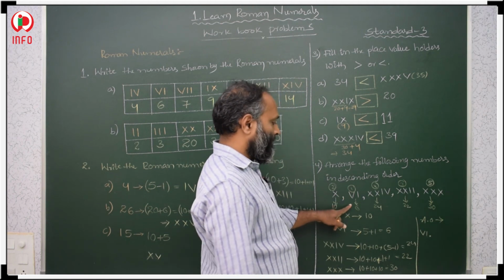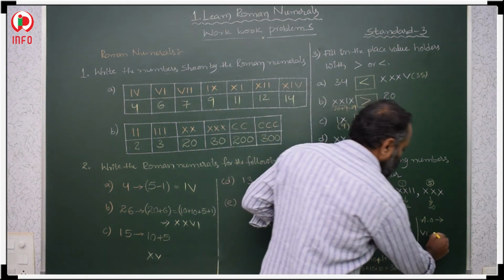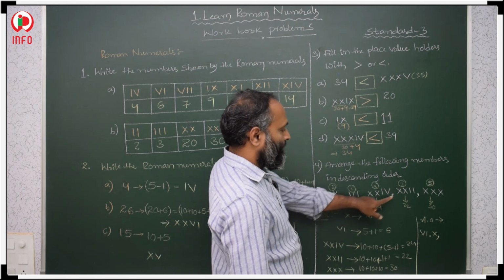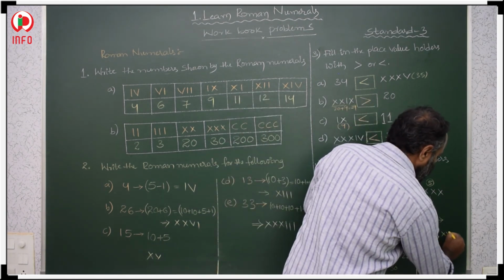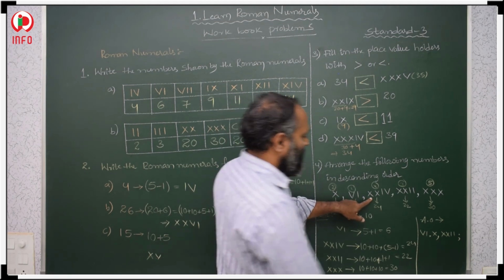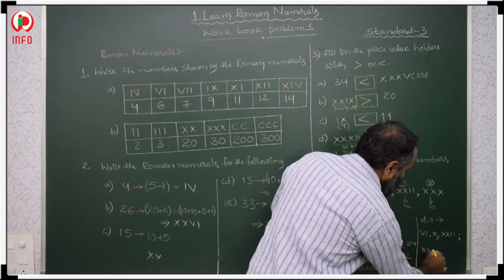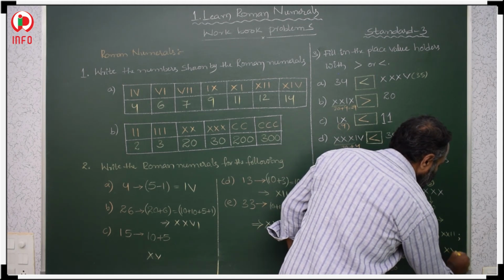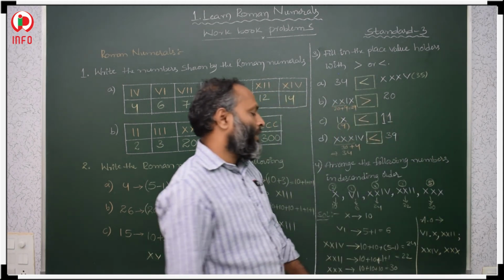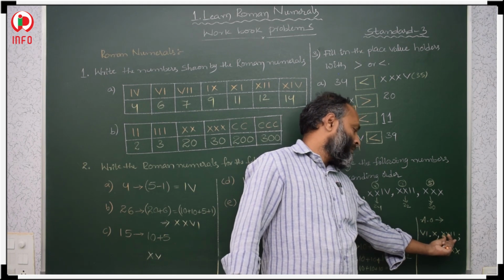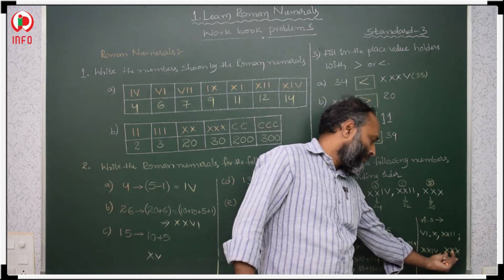First place V. Then second place X. Third place X, X, I. Next, fourth place X, X, I, V. Next, fifth place X, X, X. So like this we have to arrange in ascending order: first place, second place, third place, fourth place, fifth place.